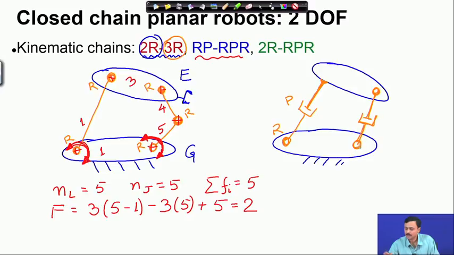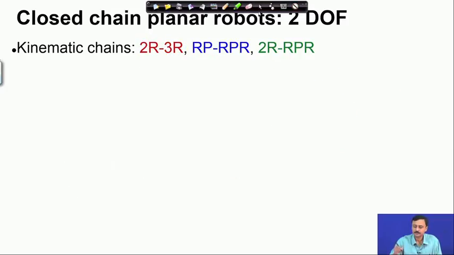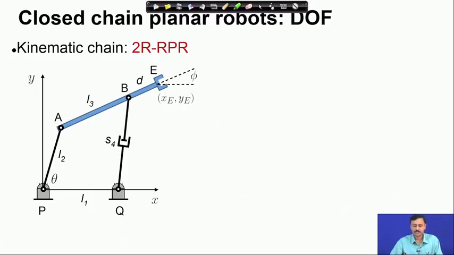So, this is the RPR leg. Here also you can calculate the degree of freedom, it will turn out to be 2. The next chain is 2R RPR, which we are going to study. So, this is the 2R RPR, which also has 2 degrees of freedom, as you can easily check.